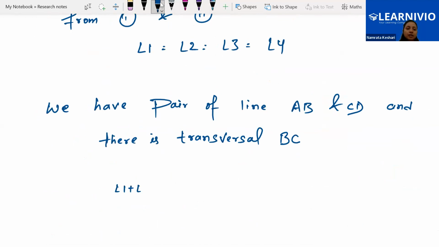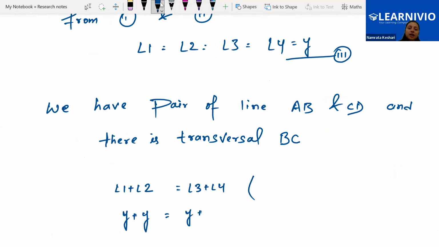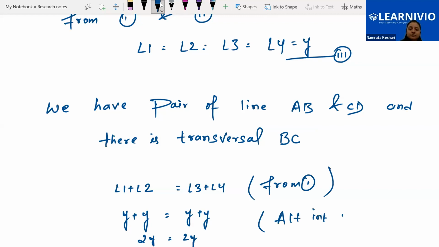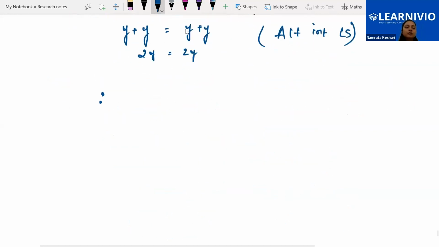Angle 1 plus 2 is equal to angle 3 plus 4. This one you can name equation 3, or you can say these are all just y. So this is just y plus y. This is also y plus y. So basically both are 2y, you can see. From equation 3 we are saying that. And these two are alternate interior angles also. Therefore, AB is parallel to CD.